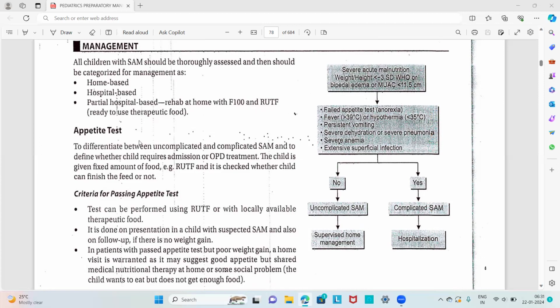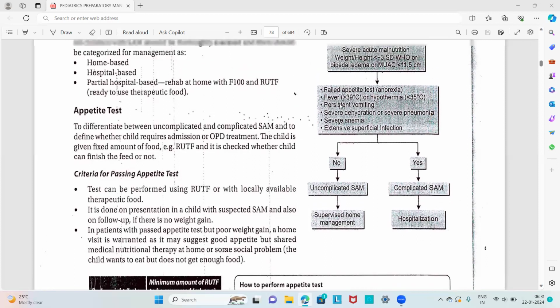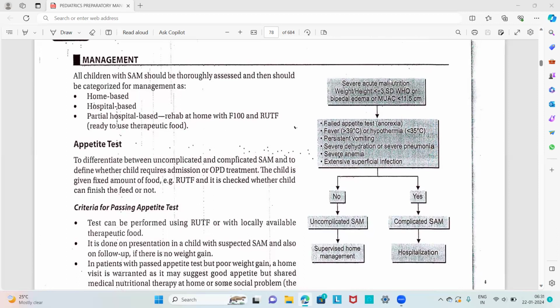Then appetite test. So this is the approach towards severe acute malnutrition. Severe acute malnutrition means weight for height is less than minus 3 standard deviation WHO, or bipedal edema, or mid-upper arm circumference less than 11.5 centimeter.